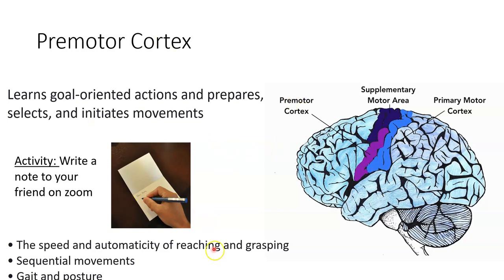So as I said, the premotor cortex also helps with the speed and automaticity of reaching and grasping, sequential movements, and gait and posture. So it helps with these things because it also requires a lot of planning when you reach for something, and specifically when a movement has sequence, like wearing your shoes. It requires you to first wear your socks and then wear your shoes and then tie your laces. So that's a sequence of movement that we always conduct very automatically, but someone with a premotor impaction will not know how to conduct that.